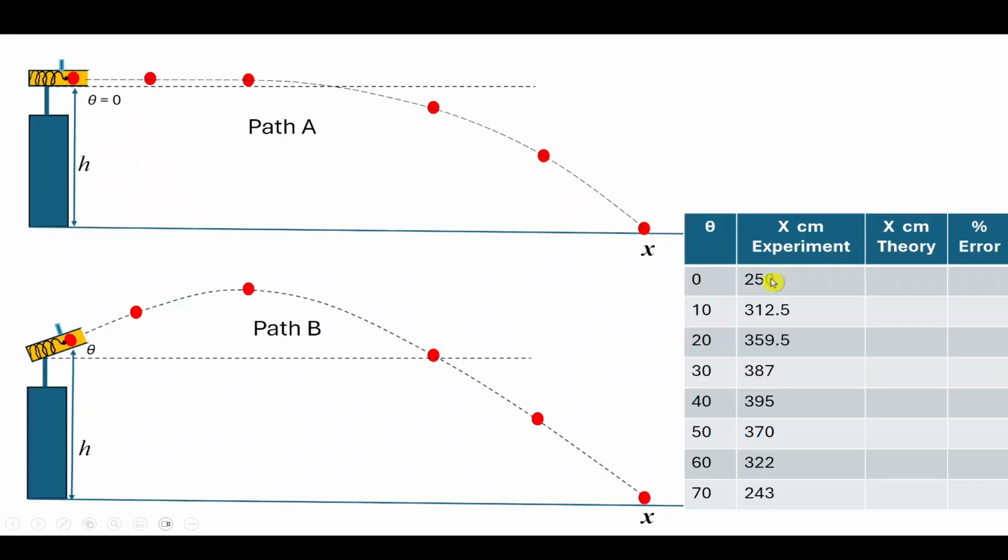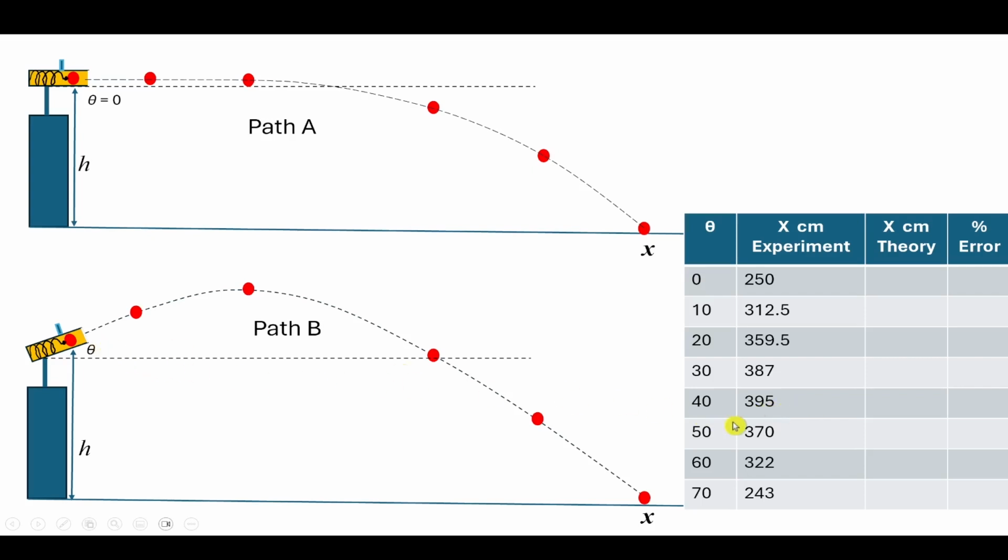This is the data for the experiment, where at theta 0, it traveled 250 centimeters or 2.5 meters. That's this case, theta is 0. And as we increase theta to 10, 20, the ball actually traveled further, 312.5 centimeters, at 20, 359, and so forth. So it just keeps increasing until the angle is around 40. That's the maximum it can travel, 395 centimeters, which is 3.95 meters.